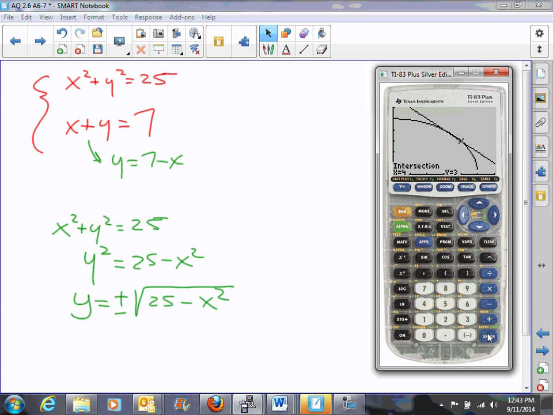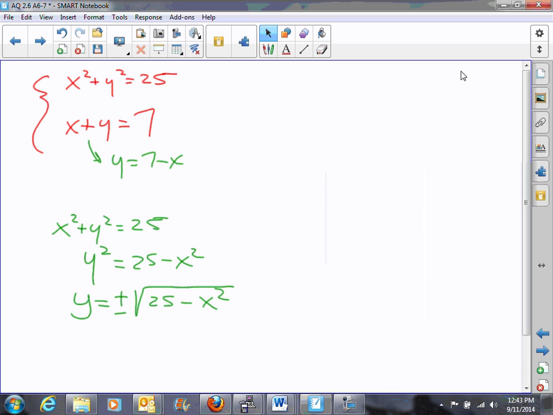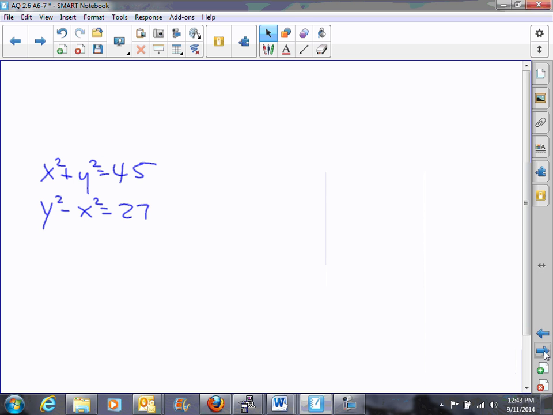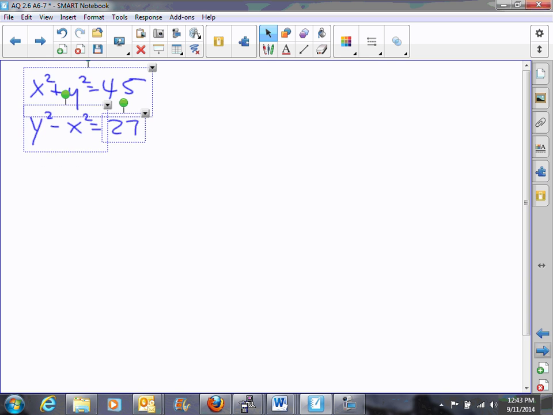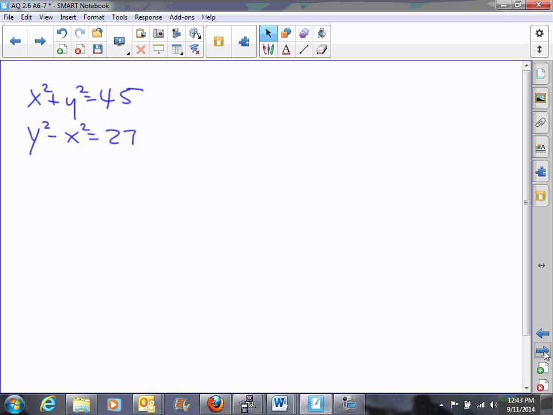Remember, to put them in the y equals register, you have to solve them for y and then put them in. All right, now let's go to a system that is not linear at all. We have x squared plus y squared equals 45, and we have y squared minus x squared equals 27. Now, this one we're going to try algebraically, and then we're going to go back and we're going to do it graphically as well.